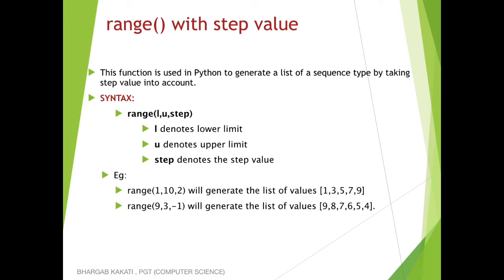If I write 9, 3, minus 1, here I am trying to move in the backward direction, but it is possible in this case because you have used the step value as minus 1. So the list of possible values will be 9, 8, 7, 6, 5 and 4. Similarly, if I write range 10, 1, minus 2, it will generate the values 10, 8, 6, 4 and 2. Remember, you can move backward also if you are using a negative step value.